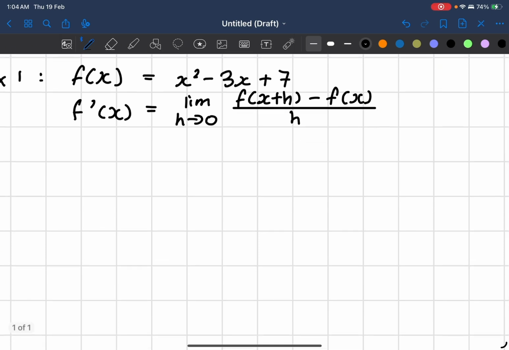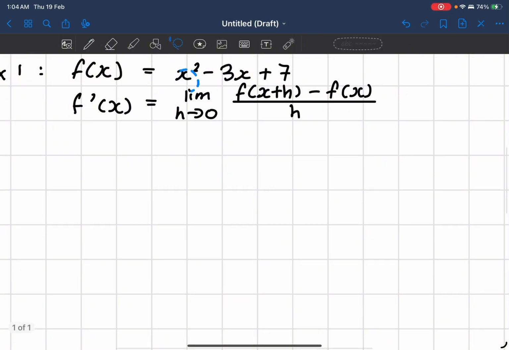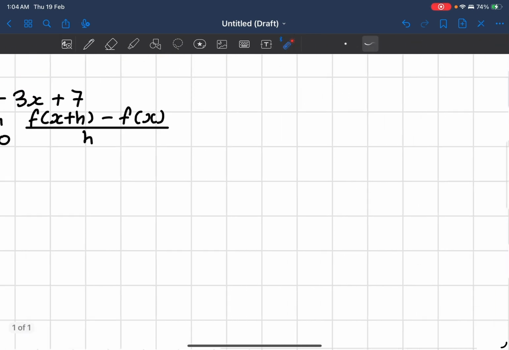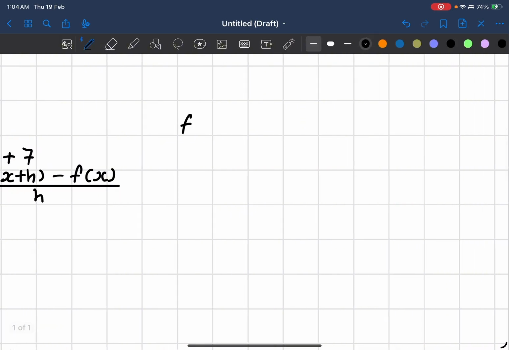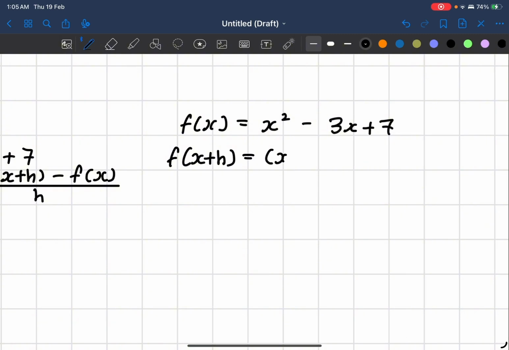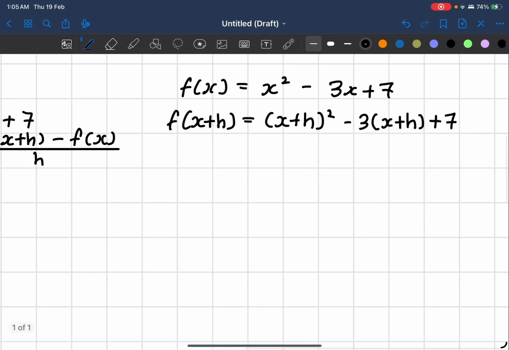Perfect. Now, as I mentioned before, f of x plus h just refers to replacing the x here with x plus h. So let's quickly discuss this on this side. If f of x is equal to x squared minus 3x plus 7, then f of x plus h is just equal to (x plus h) squared minus 3 times (x plus h) plus 7. And we can definitely expand this using our FOIL method. So we're going to get x squared plus 2xh plus h squared minus 3x minus 3h plus 7.